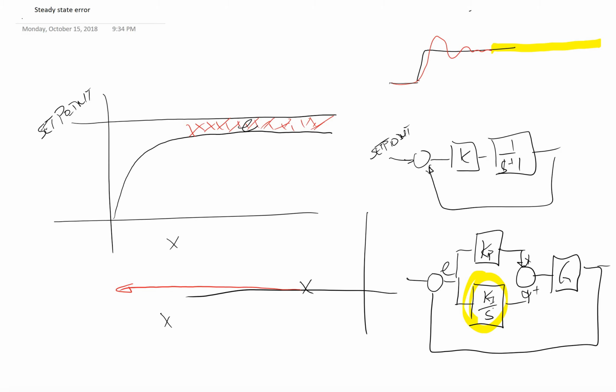And so the sum of that error builds and builds and builds. Eventually, the signal from our branch from the Ki over S gets large enough to drive the system onto the set point. Okay, so it actually uses the error, summing the error, to close the system together and get a zero steady state error. And this is the big claim to fame of the integral term in a controller, that it minimizes or reduces the steady state error.